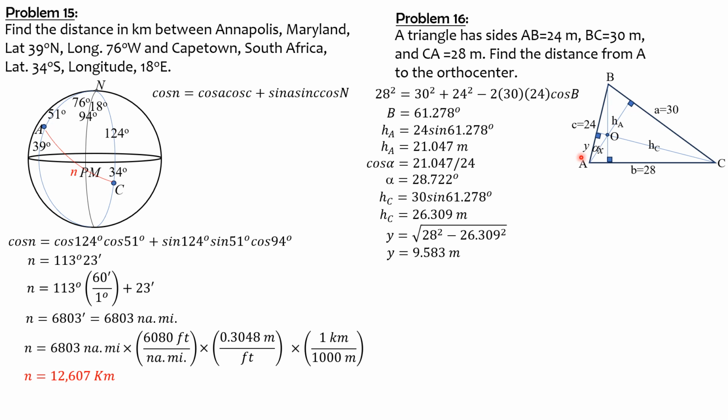Then, finally, cosine of alpha equals Y over X. So we can now solve X. Cosine of 28.722 degrees equals Y, which is 9.583 over X. So X is 9.583 over cosine 28.722 degrees. And X is 10.93 meters.